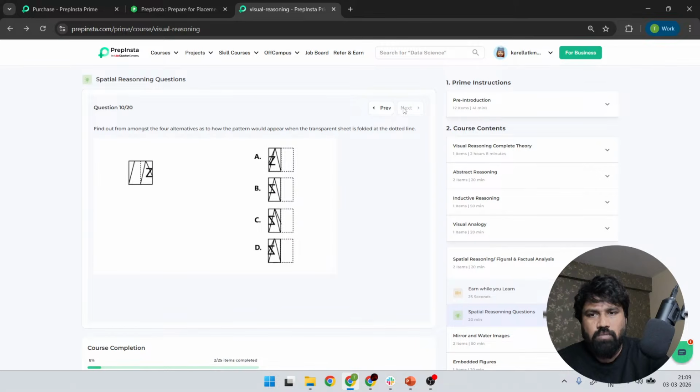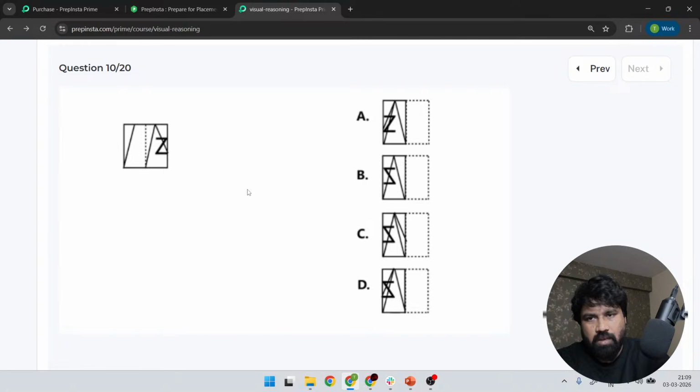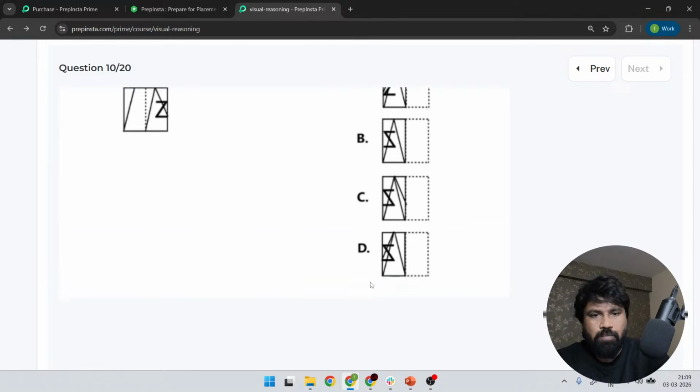Let's go to the next problem. For example, this figure is folded. Then how will it look? See, vertical folding means Z will look opposite. So either B, C, D. This arrow, how will it be represented? It won't extend to the bottom, right? It will go up to Z. So option D is the correct answer.